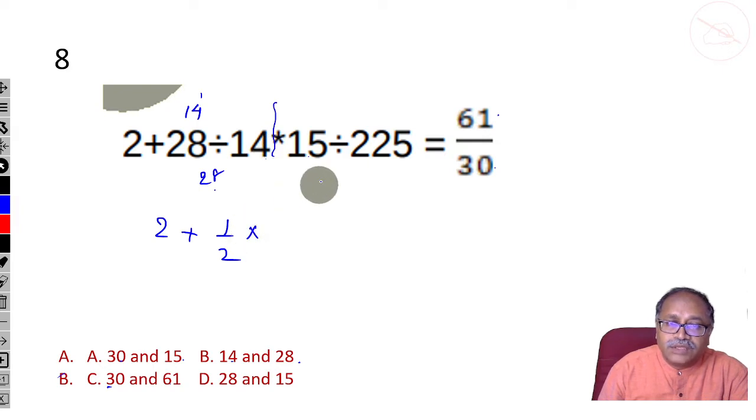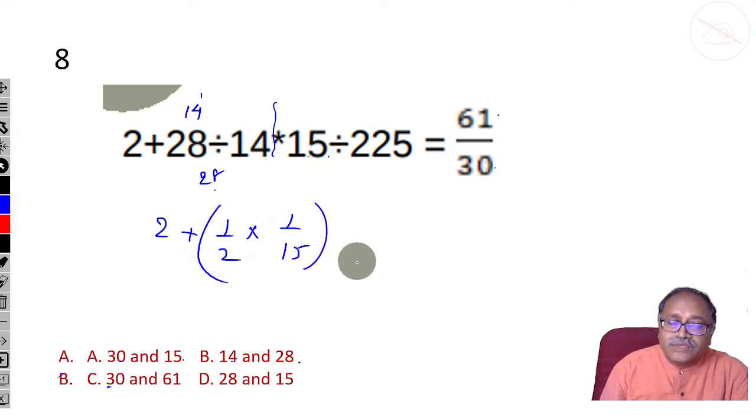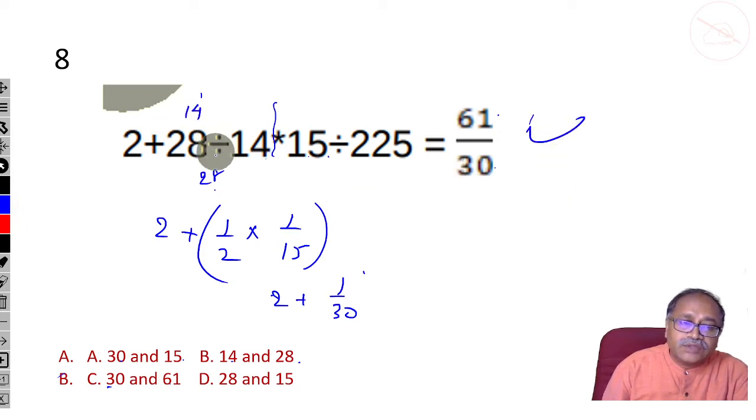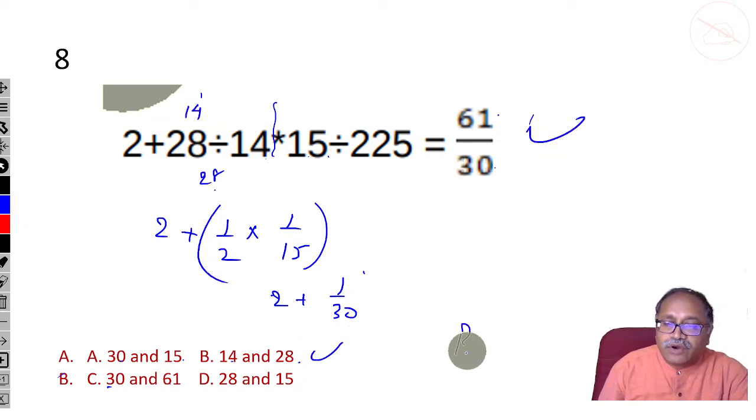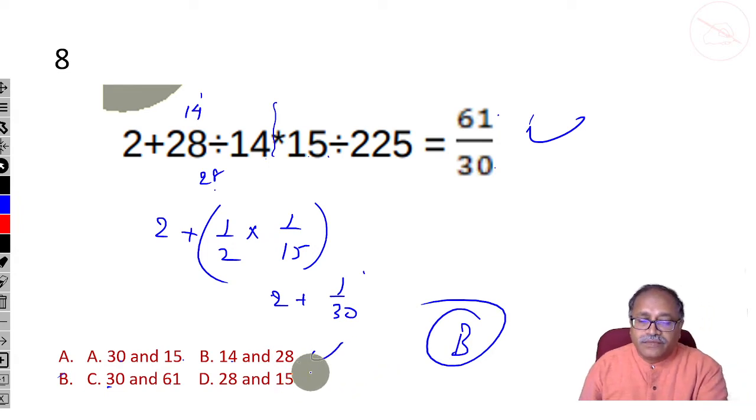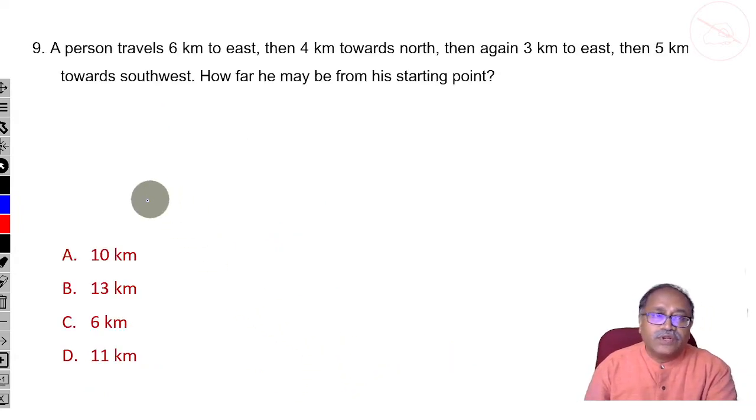So multiply this and this is 1 by 15. Okay, so this part gives us 1 by 30. So 2 plus 1 by 30. So 60 plus 1, 61, that satisfies. And then you replace 28 and 15, option B. Let's move on to the next one.